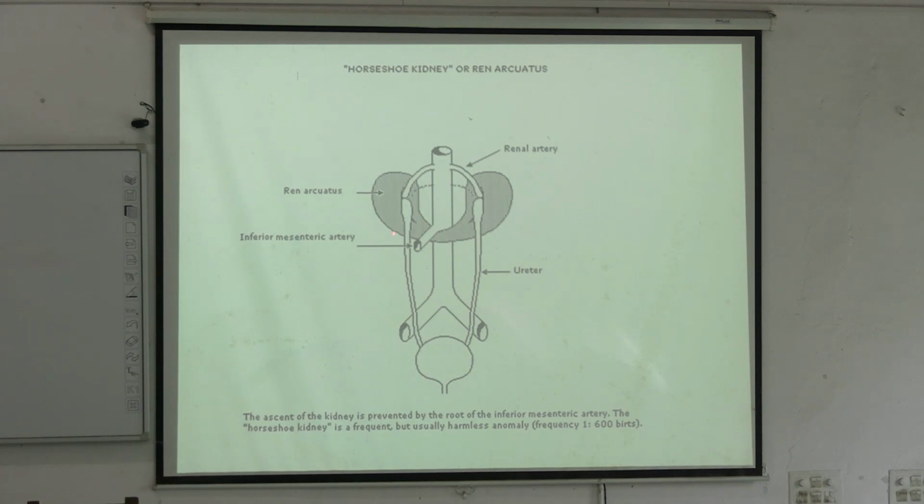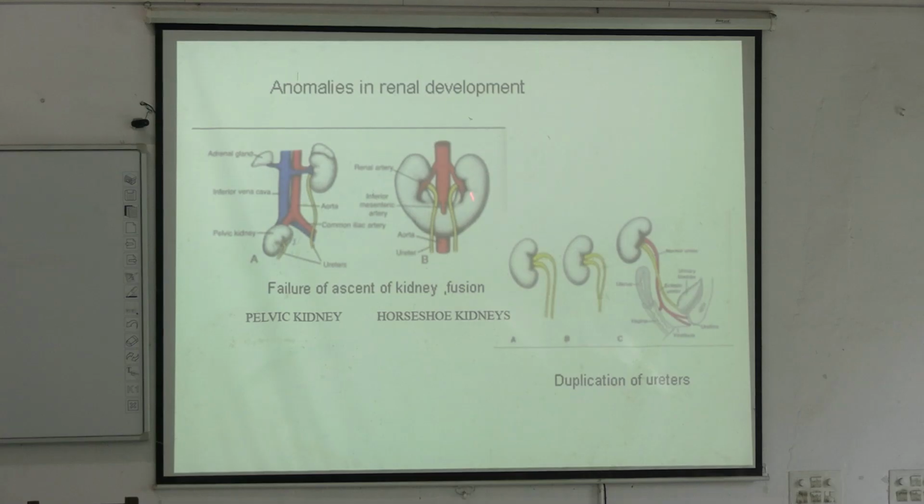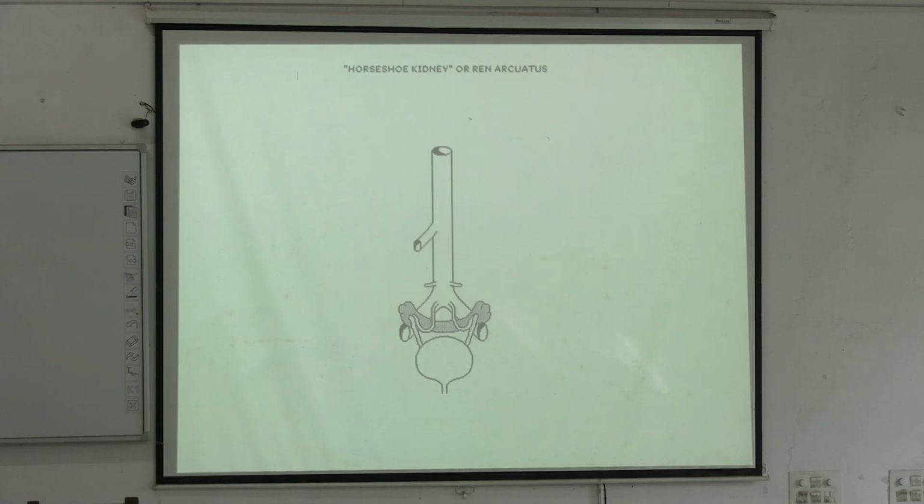So if we have this kind of developmental error related to the kidney, we call it a horseshoe shaped kidney, which has this problem of upward arrest of the kidney. We have this problem related to it, and other than this, ureter compression may have other chances related to it.